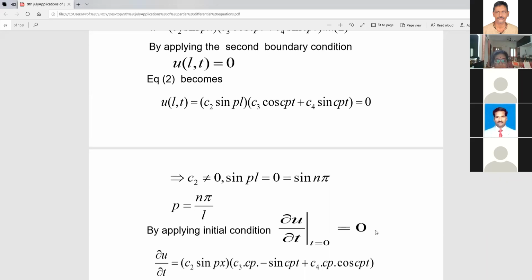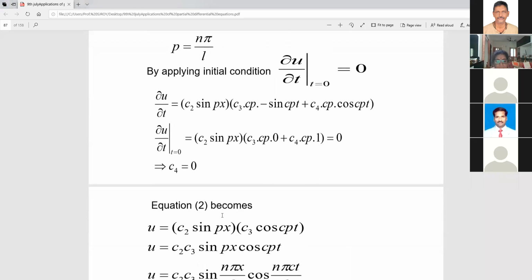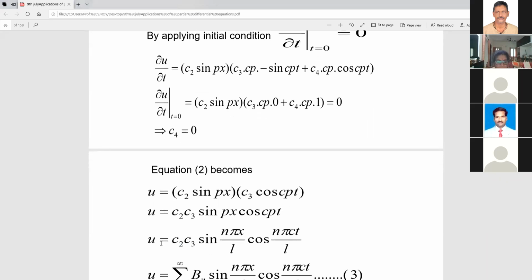That is the idea. So if you write dou u by dou t at t equal to 0, this becomes 0. So once again, you do the exercise here, then C4 becomes 0. Then we'll be getting your most general solution like this. So this becomes your solution: sin n pi x by L cos n pi ct by L. Of course, you have one constant.